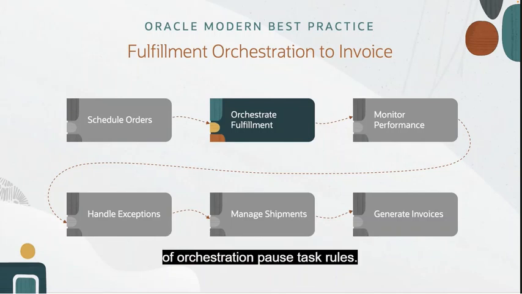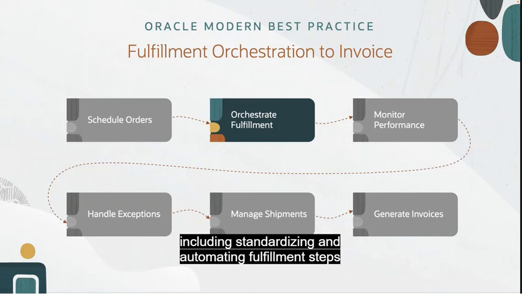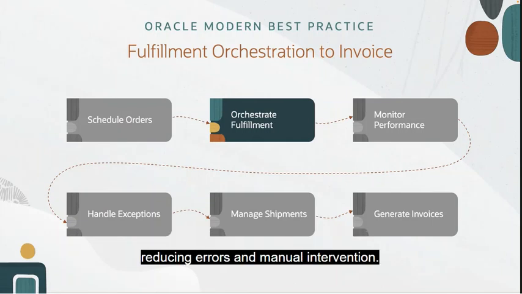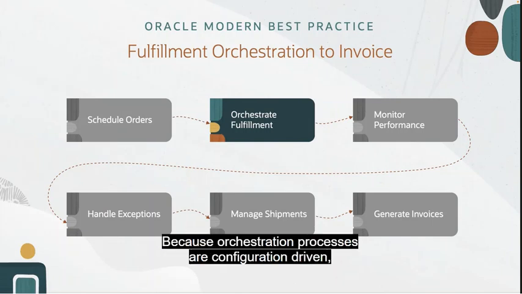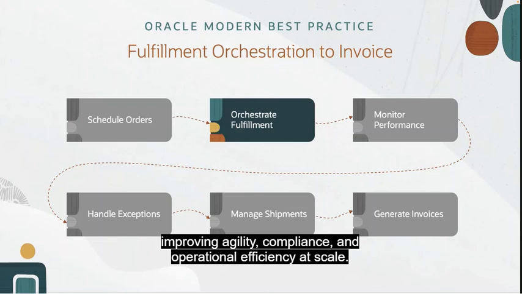The outcome of these configurations include optimized business processes, including standardizing and automating fulfillment steps to improve consistency, visibility, and control across order types and channels, reducing errors and manual intervention. Because orchestration processes are configuration-driven, they enable faster, governed process changes and better exception handling, improving agility, compliance, and operational efficiency at scale.